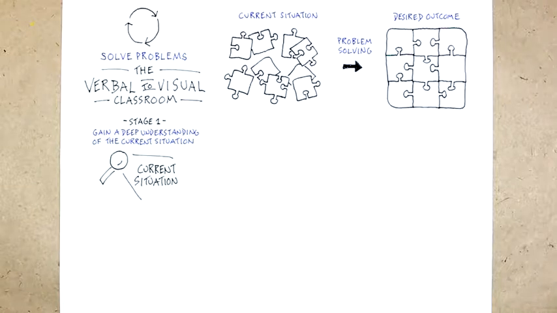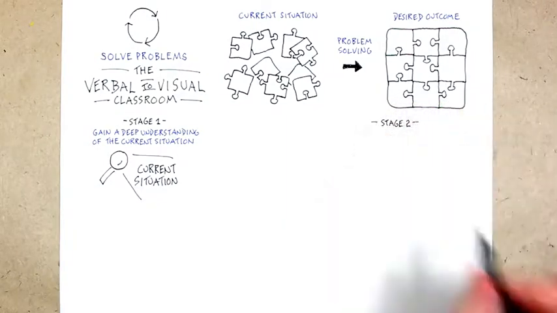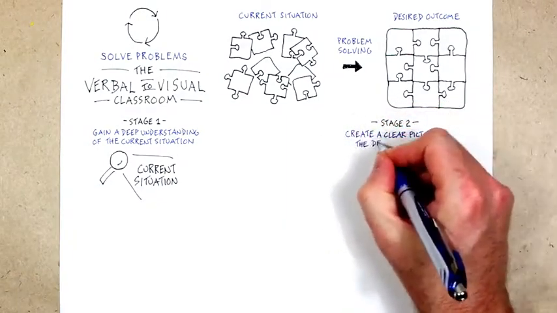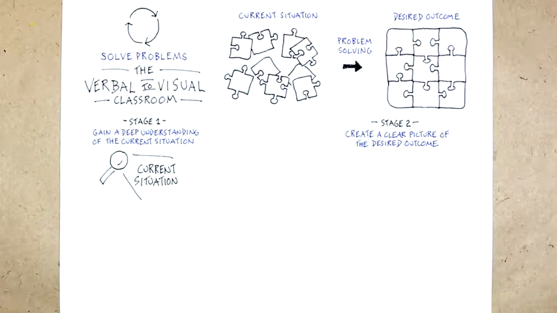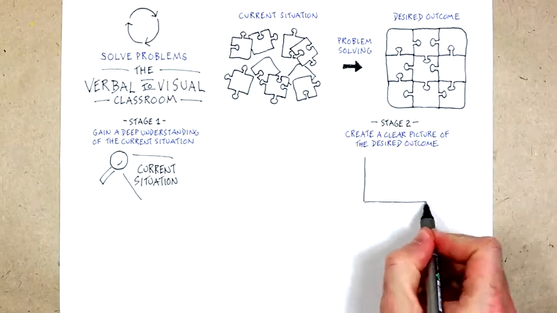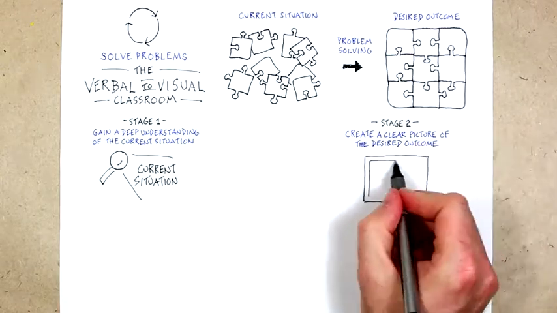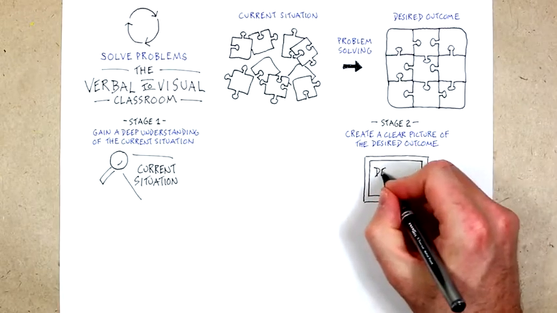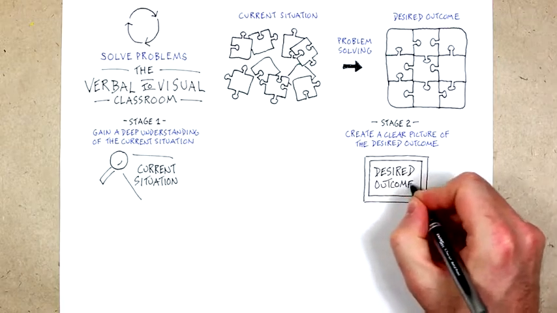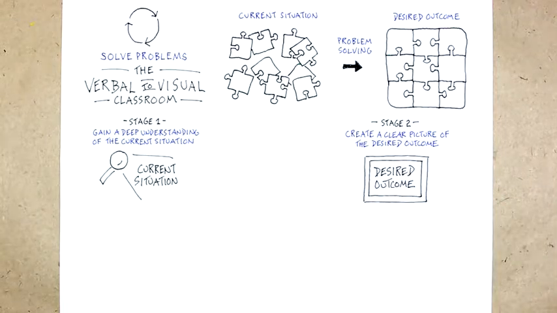Equally important is knowing where you want to go, which you should define in stage 2. Make sure to create a clear picture of the desired outcome. With an actual puzzle, that's pretty easy because you just look at the top of the box that the pieces came in. But in real life, it's likely more complicated and will take some thought and effort to paint a clear enough picture of what solved looks like for the problem at hand. So in stages 1 and 2, you gain a deep understanding of the problem and then create a picture that tells you what solved will look like.